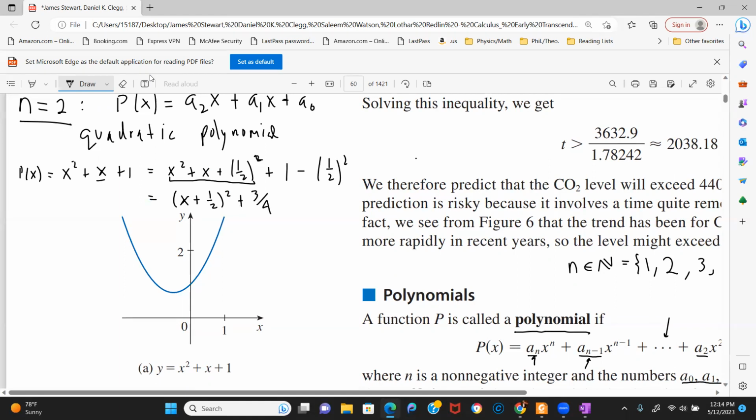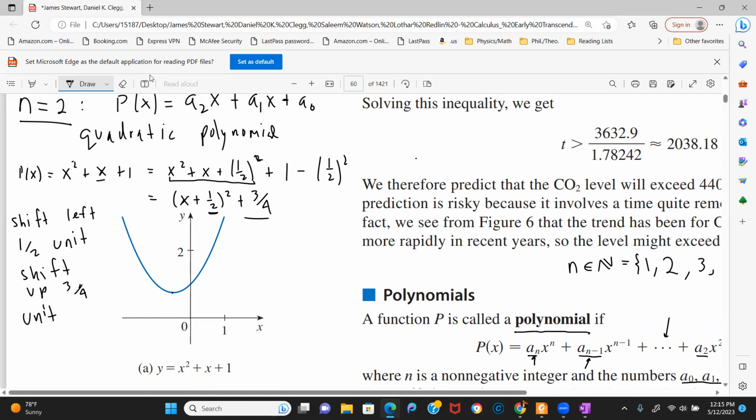And so what this says is that you just basically take the x squared function and shift it left half a unit. That's what this 1/2 here indicates. And then we have plus 3/4, so shift up 3/4 of a unit.